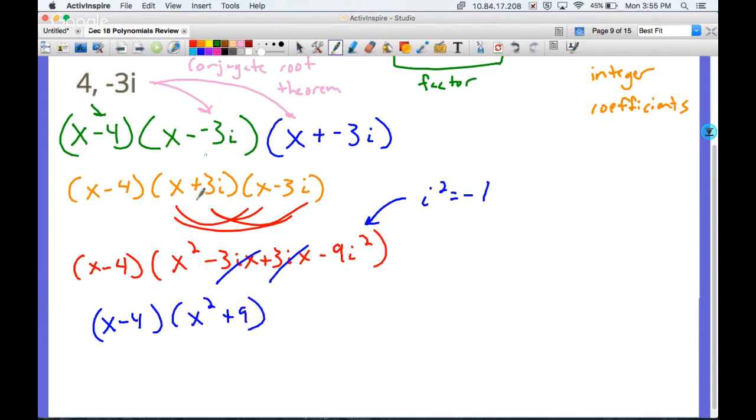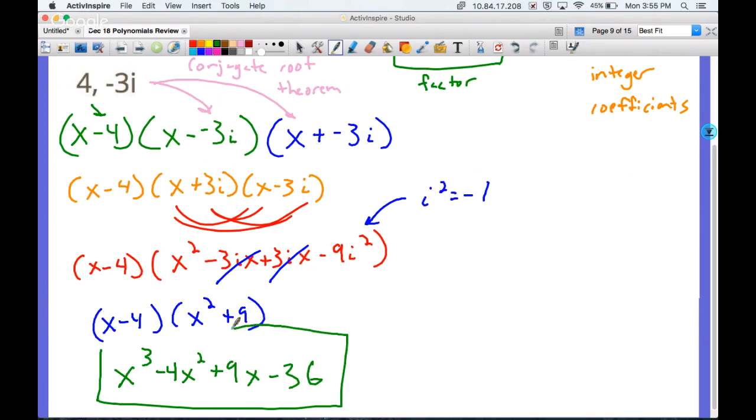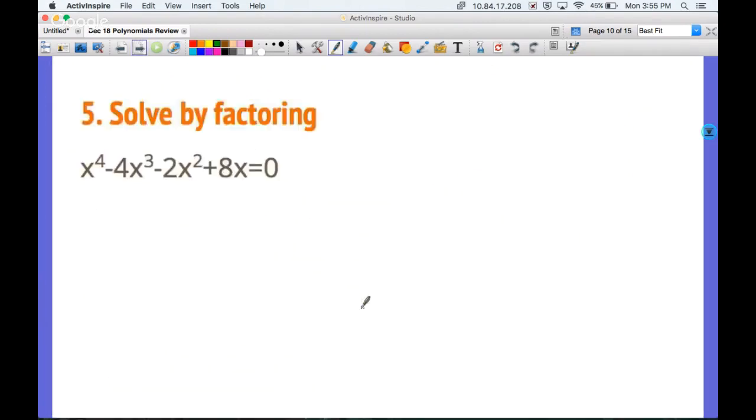We'll FOIL this, and I'm just going to do it so that I make sure I get it into standard form right away. First, inside, outside, last. All right, there we go. Standard form, integral coefficients. Excuse me. All right, solve by factoring.